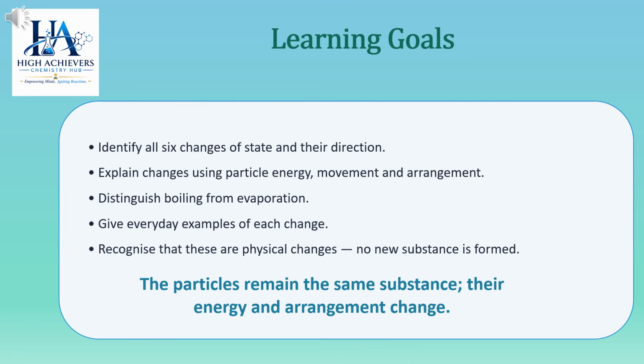By the end of this lesson, you should be able to identify all 6 changes of state and describe the direction of each change. You should also be able to explain these changes using the particle model. We will look at the difference between boiling and evaporation, because this is a common examination question. Finally, you should be able to recognize that changes of state are physical changes. This means that the substance itself does not become a new substance. Only the arrangement, movement, and energy of the particles change.